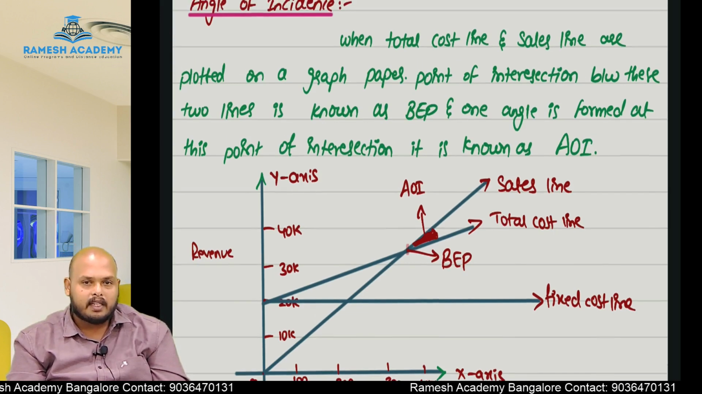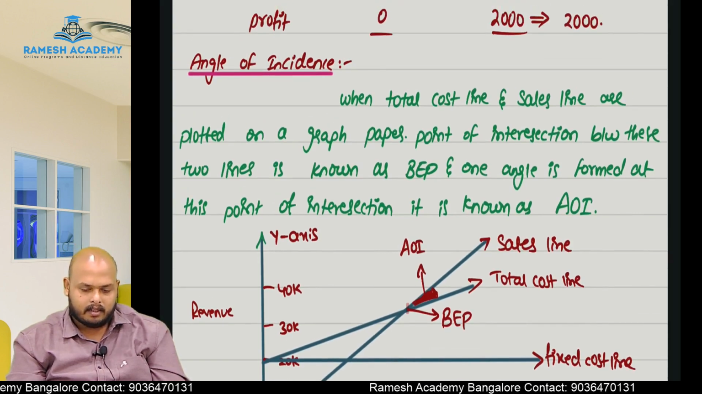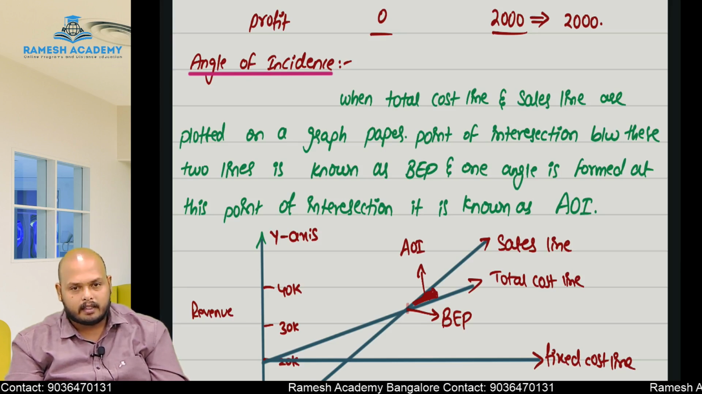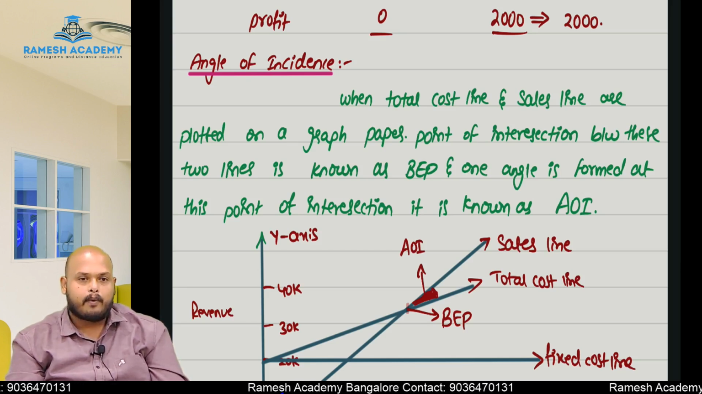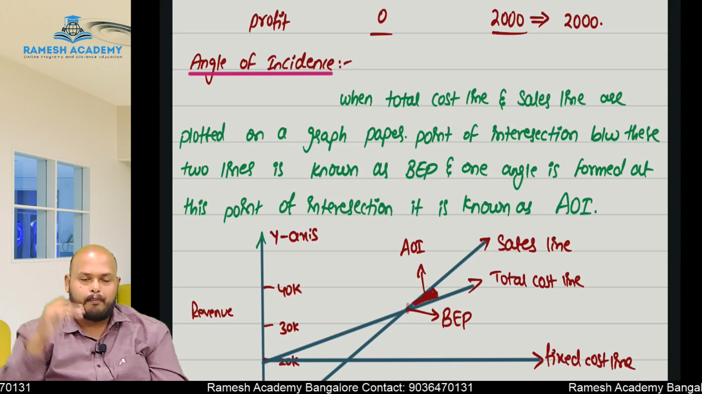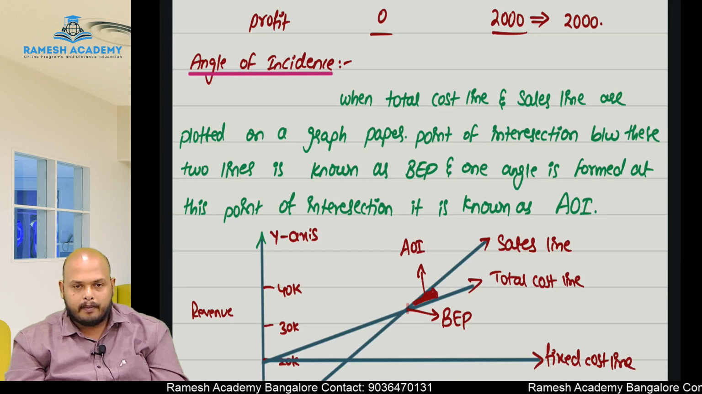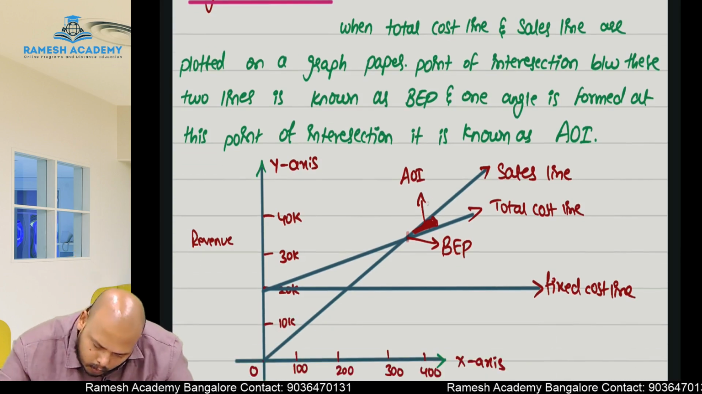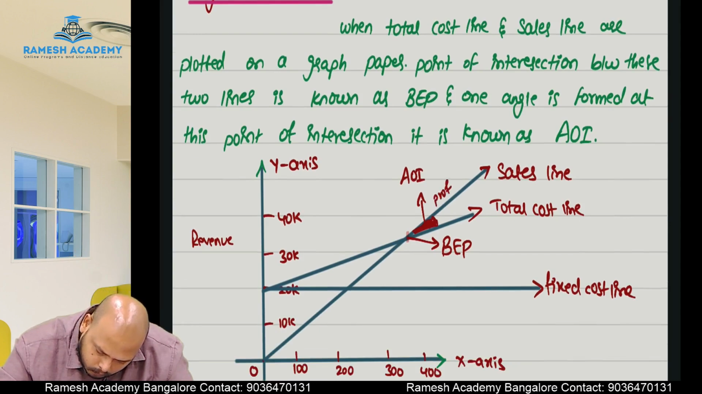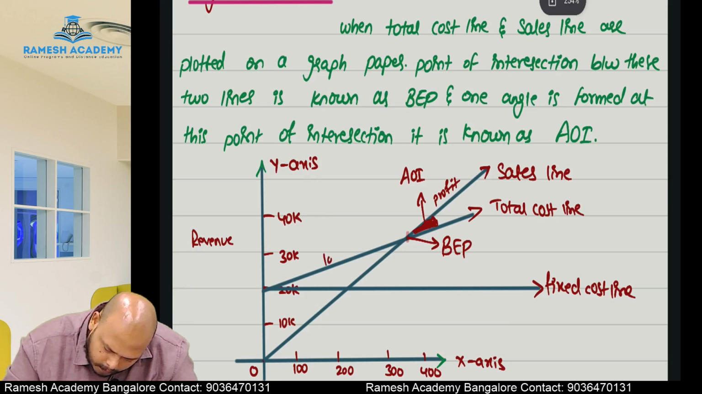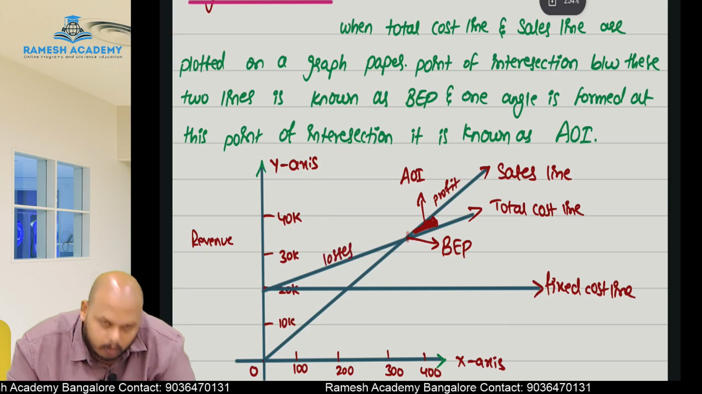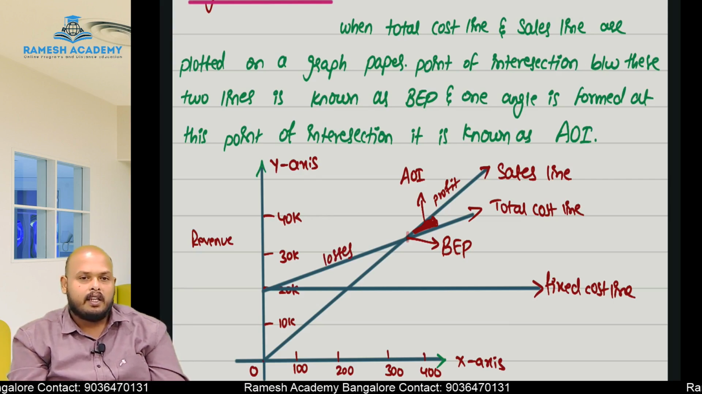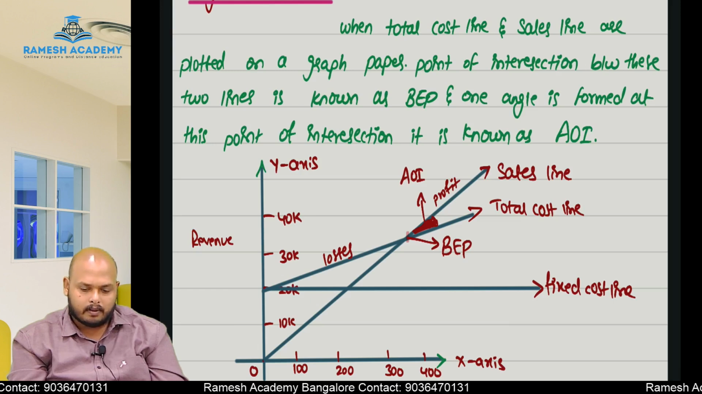In the examination, the question they will ask is, if angle of incidence increases, profit also will increase. Why? Because this is a break-even point. From the break-even point, if you move towards the upper zone, that is profits. If you move to the lower zone, that is losses. So if the angle of incidence increases, profit also will increase. If the angle of incidence decreases, profit also will decrease.